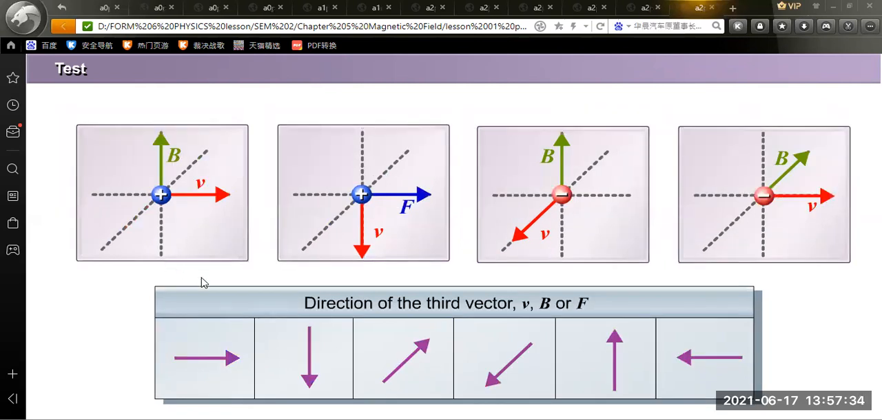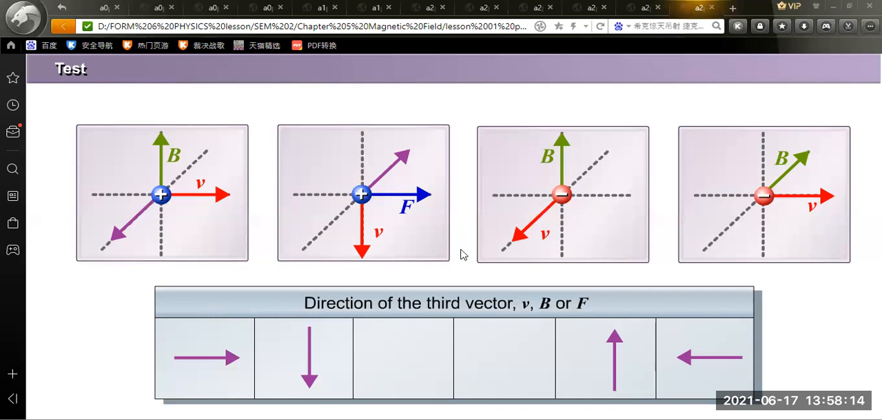Okay, how about negative? Assume this is positive first. Positive Q to B. So that means that it should be in this direction. Now this V and F. That means that for positive, the B will be in this direction because this is F already. Now positive V, V to B.